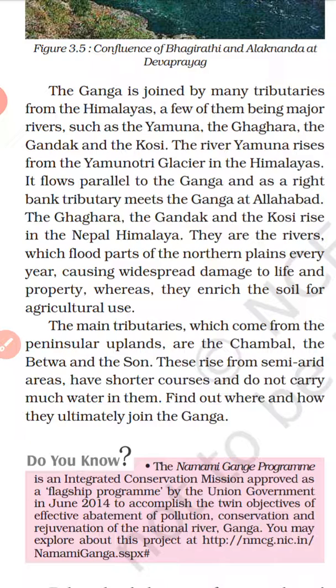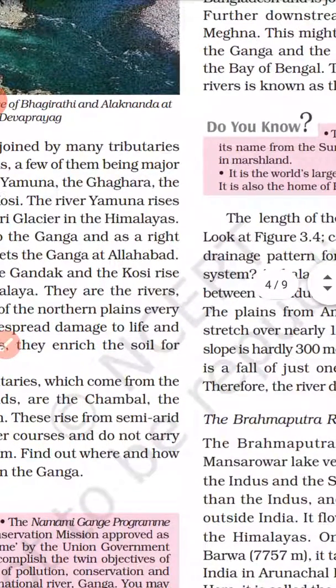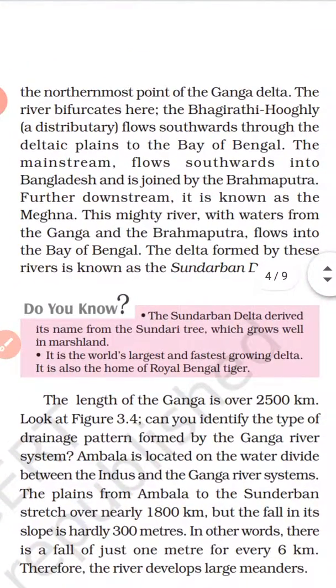The Namami Gange program is an integrated conservation mission approved as a flagship program by the Union government in June 2014 to accomplish the twin objectives of effective abatement of pollution, and conservation and rejuvenation of the national river Ganga. And why is it needed? Because this river is now highly polluted. If the river is polluted, we have to face a lot of problems in our day-to-day life.